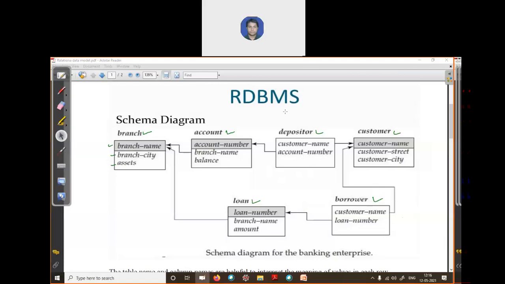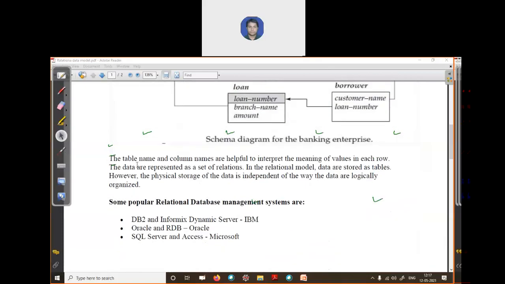Okay, if we do not have any doubt, I'm just moving on. The table name and column name are helpful to interpret the meaning of the values in each row. The table name and attribute name are not part of your data, but they help interpret the data. Data is represented as a set of relations, as we discussed in the last class. In the relational data model, data are stored in tables. However, the physical storage of data is independent of the way data are logically organized.